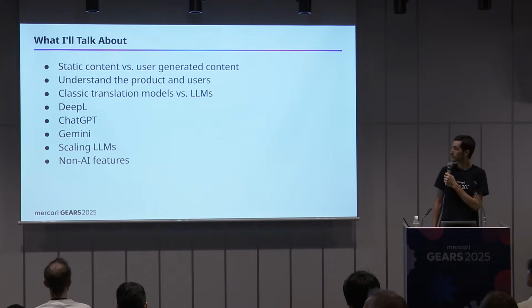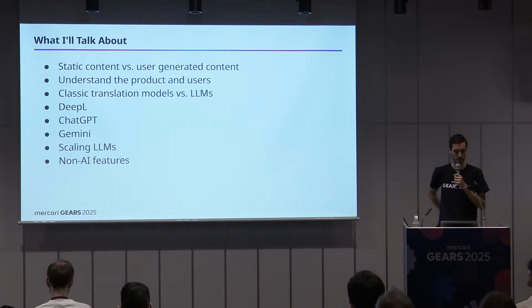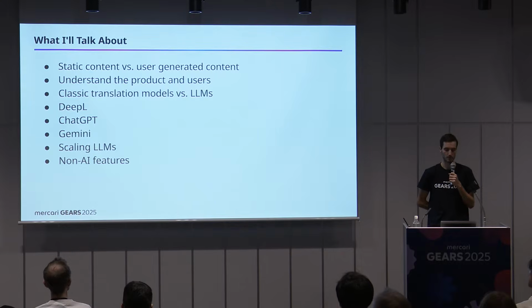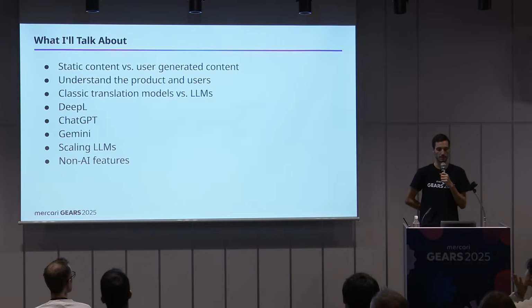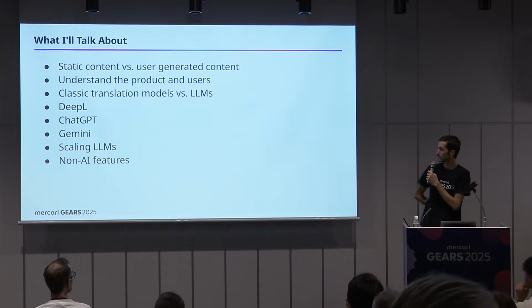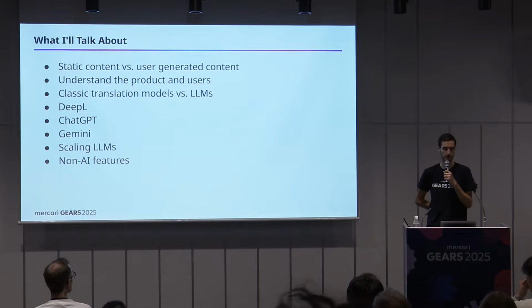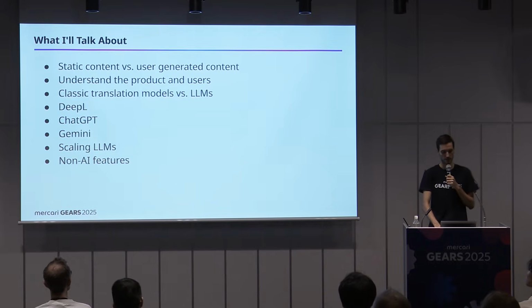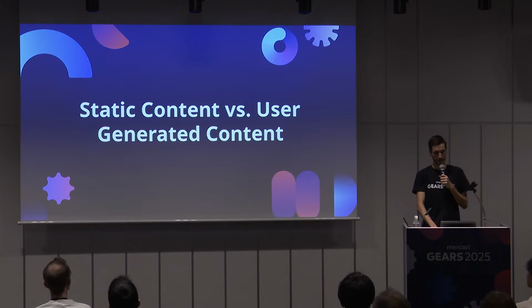What I'll talk about today: what is user-generated content, or what is static content; understanding our product and our users to make certain trade-offs; the differences between classic translation models and LLMs; a list of models that we used over the past 2 years; how we scaled LLMs; and some non-AI features to finish. All right, so let's start.